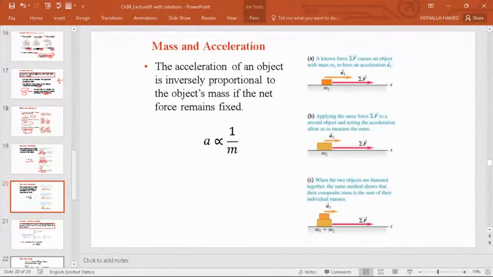Now, in this situation here, I want to look at the effect of the mass. So what we're going to do is keep the force constant, but change the mass. So you take mass 1, you apply the force, and you will find acceleration is equal to A1. Now, in the second case, you take a different mass, which is M2. You apply the same force, you measure a different acceleration, now it's A2. So the mass affects the acceleration.